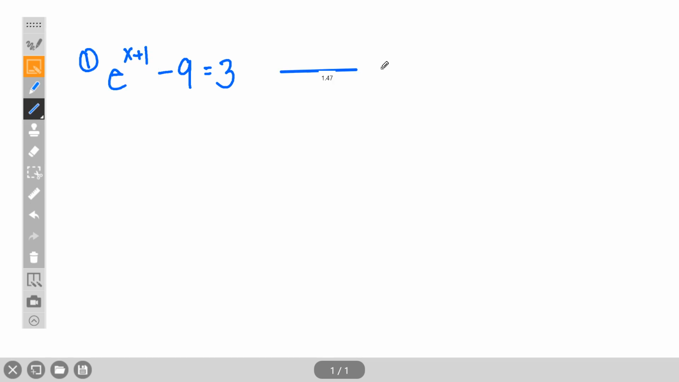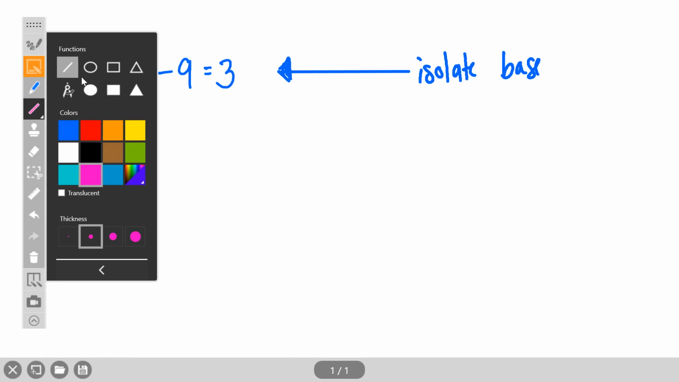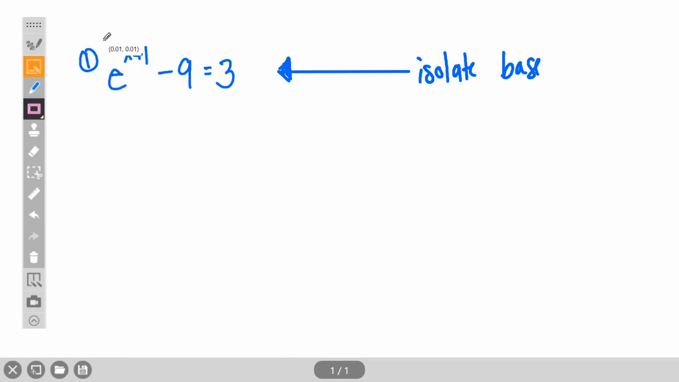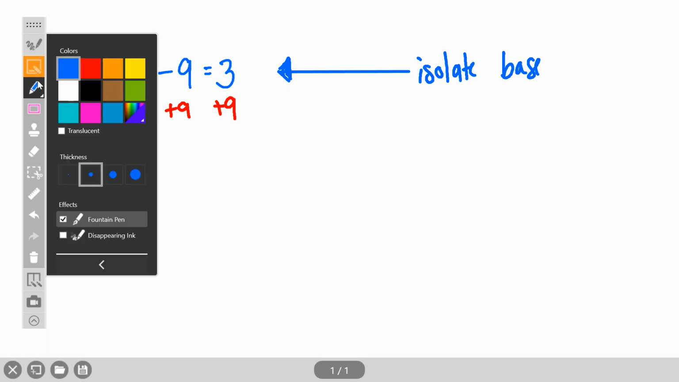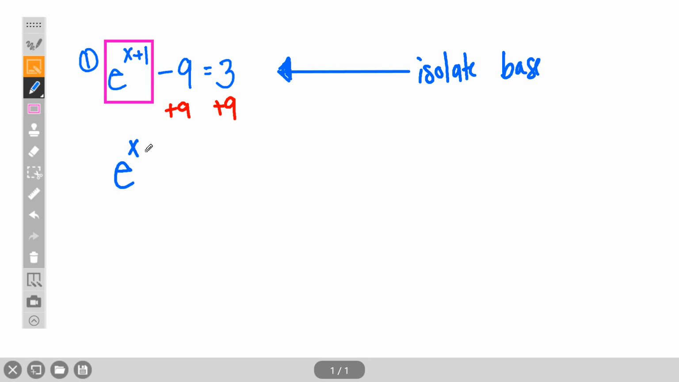First step is always to isolate the base, because you can't change the form without the base being isolated. So you do need to identify the base. In this example, the base is e, which has an exponent of x plus 1. Once you identify that, you can see that there's something over here with it that does not need to be there, which is the 9. So we need to move it to the other side. So we get e to the x plus 1 equals 12.